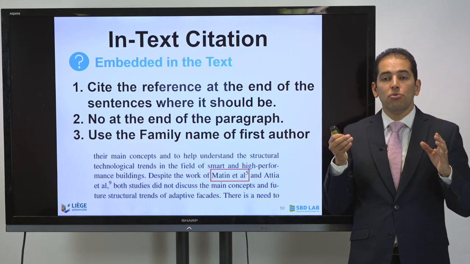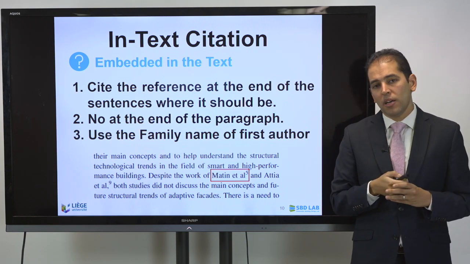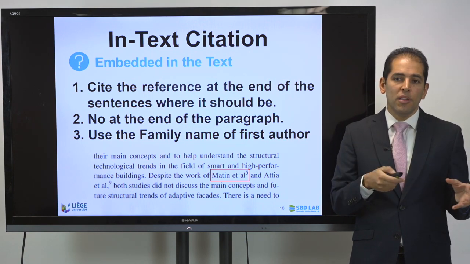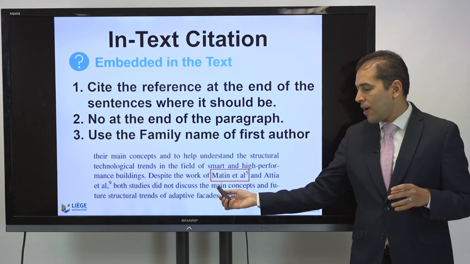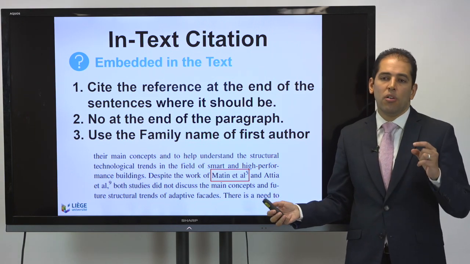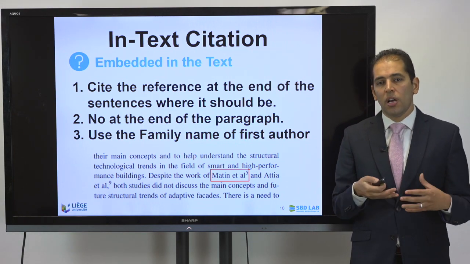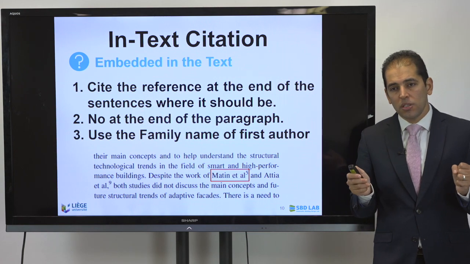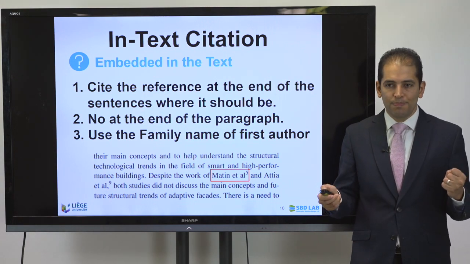Make sure that you avoid citing the reference at the end of the paragraph, and make sure that you use the family name of the first author, meaning that you always mention the family name first and then the initial of the first author if you are using APA citation style or author-based citation style. If you are using IEEE, for example, you just have a number.